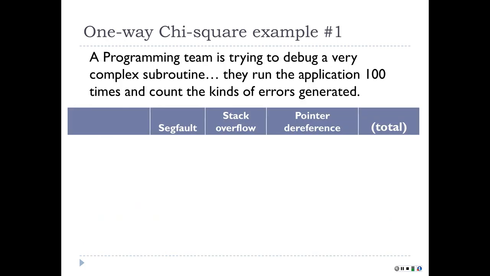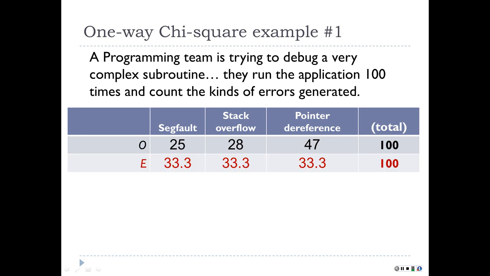So here's their data. They've got these three categories: seg fault, stack overflow, and pointer dereference. Seg fault happens 25 out of 100 times, stack overflow 28, and pointer dereference 47. On the surface it looks like pointer dereference is a lot more common than those two, but that could just be random sampling error. They don't want to waste their time looking in area 3 of the code if this is likely to have happened just with a random sampling procedure. So they do the chi-square.